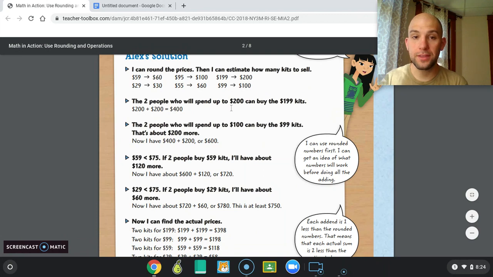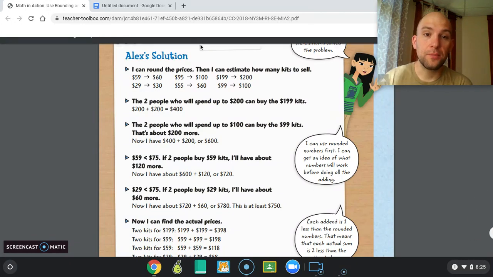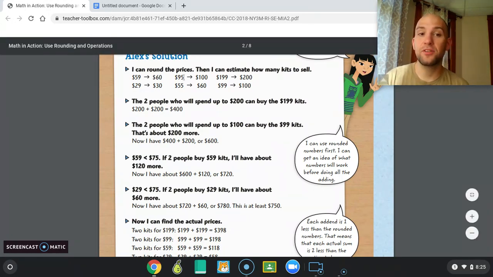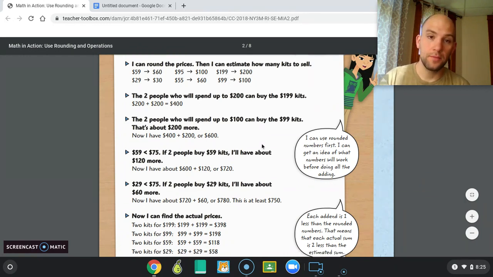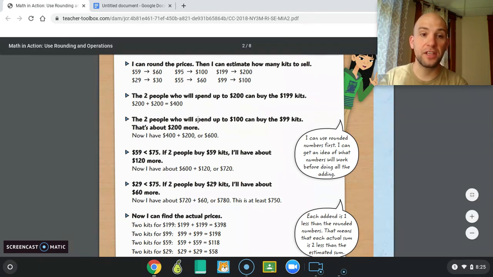So remember, when we round, we're looking at that last number, and we're going to round all of these to the nearest 10. Some of them, the nearest 10 is also the nearest 100. For example, in 95, the closest 10 to 95 is 100, but 100 is also an even 100. 199 rounded to the nearest 10 is 200, but 200 is also a multiple of 100. So some of them will be both, but if we round all of them to the nearest 10, then we will get all of these same answers that Alex did.